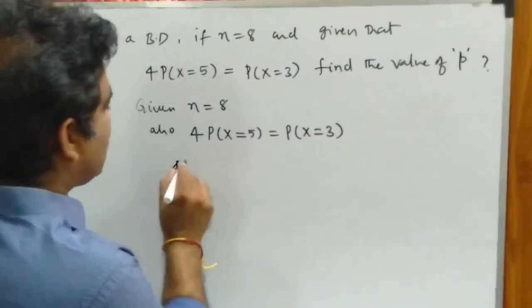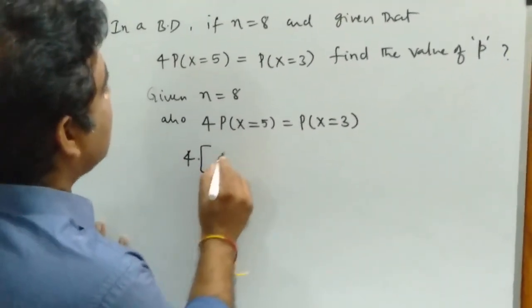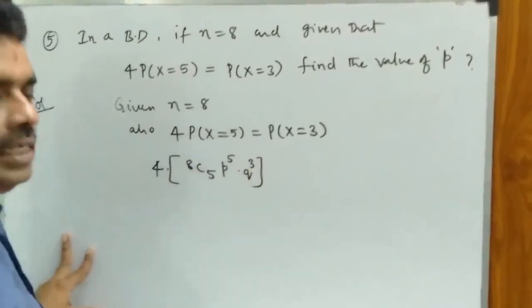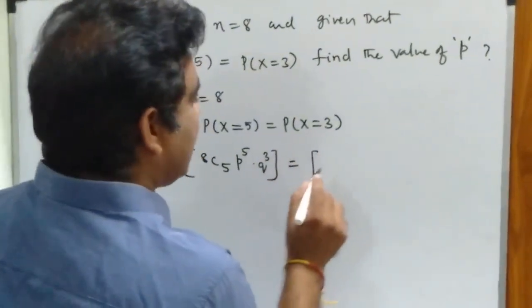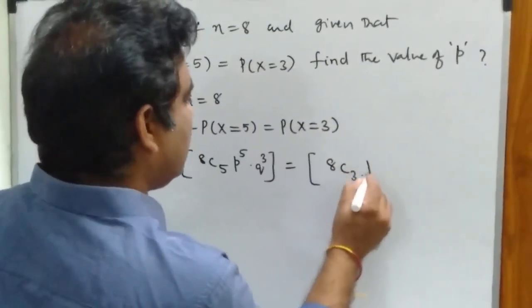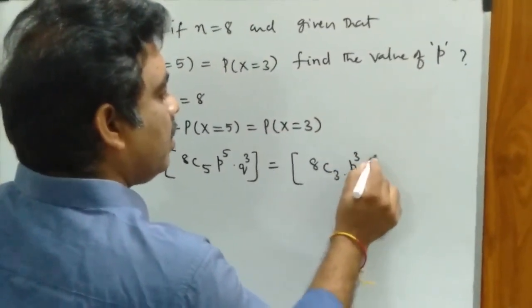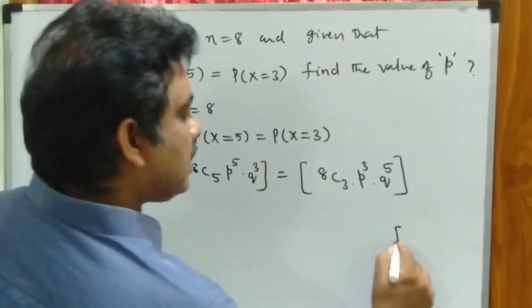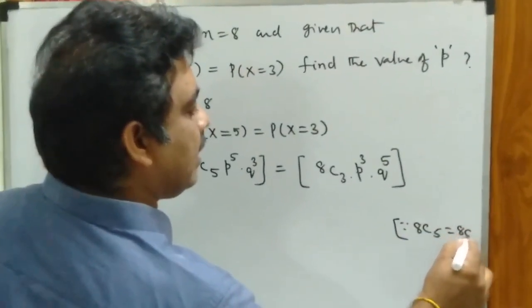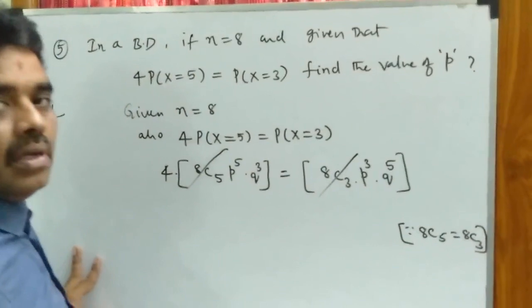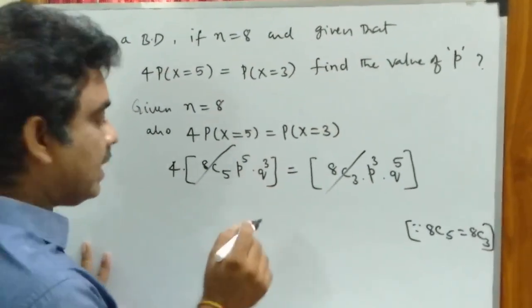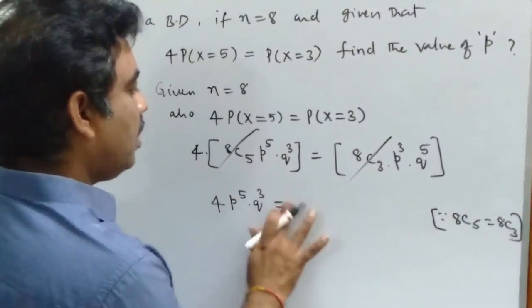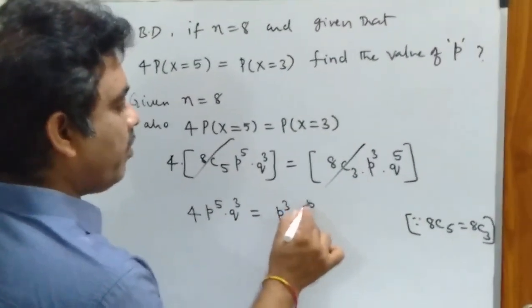So from the binomial distribution law, P of x equal to 5 can be written as 8C5 p power 5 q power 8 minus 5, that is 3. Similarly, on the right hand side, 8C3 p power 3, q power n minus 3, that is 8 minus 3, that is 5. And also since 8C5 is the same as 8C3, the left hand term and right hand term 8C5, 8C3 get cancelled. 4 into p power 5 q cube is equal to p cube into q power 5.